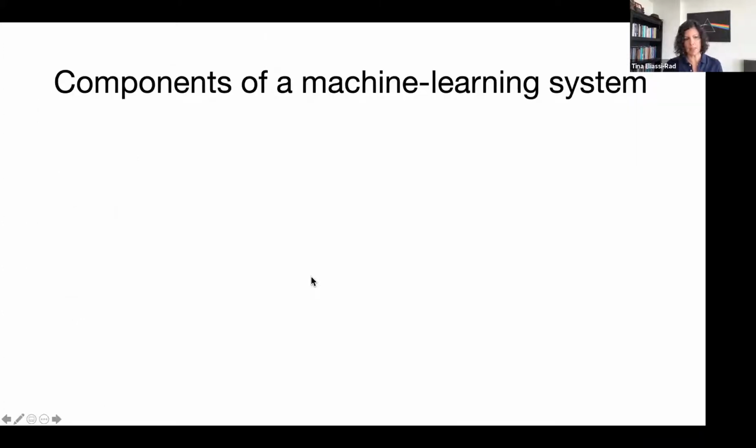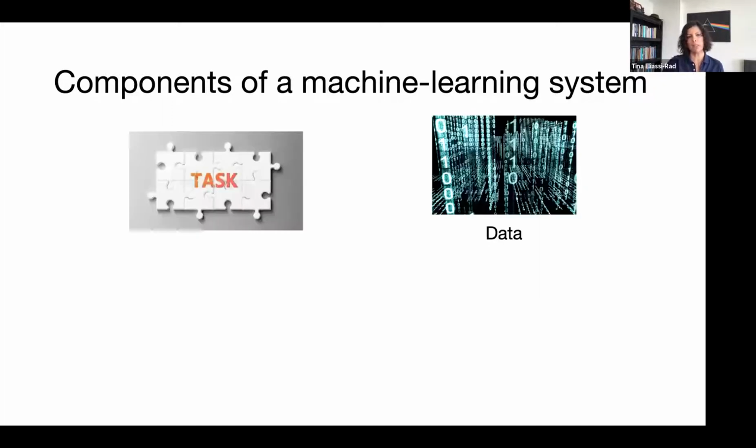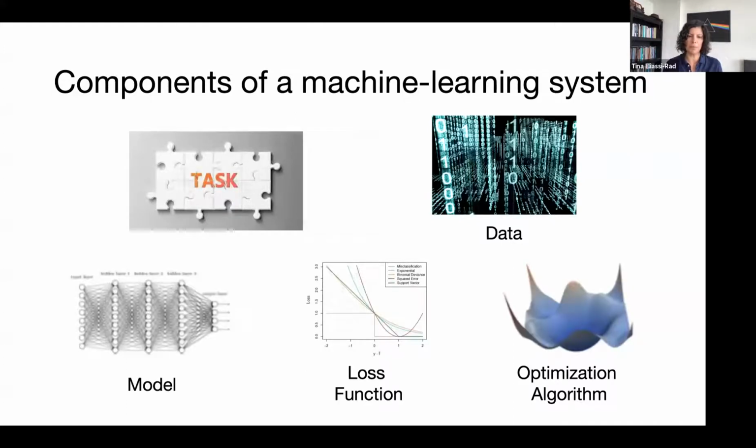So nowadays, when you think about components of a machine learning system, somebody comes and gives you a task and you either collect data or they come with data. And then what you do is you pick a mathematical or statistical model that you feel is suitable for the task. Here, it's a feed-forward neural network with 3 hidden layers. You pick a loss function and an optimization algorithm that will enable you to find the right parameters for your model so that you can minimize that loss function.